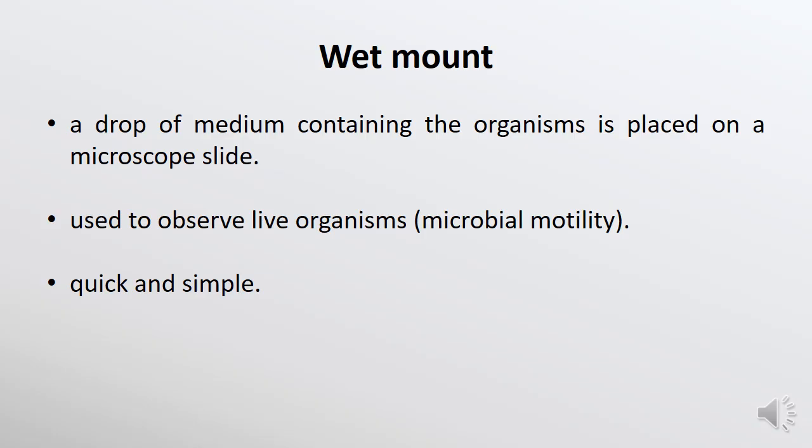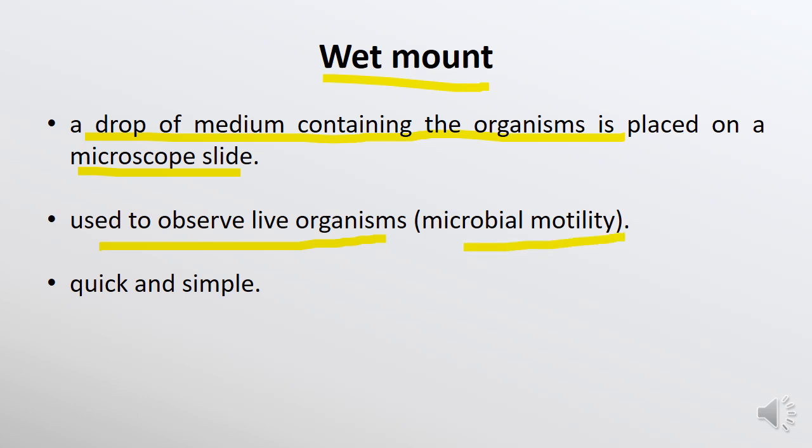So let's move on to the wet mount. In order to do a wet mount, a drop of medium containing the organism is placed onto the microscope slide, and then the slide is viewed under the microscope. It is usually used to view live organisms, in particular to view microbial motility, how fast they can move and in which direction they move. This method is usually quick and simple.